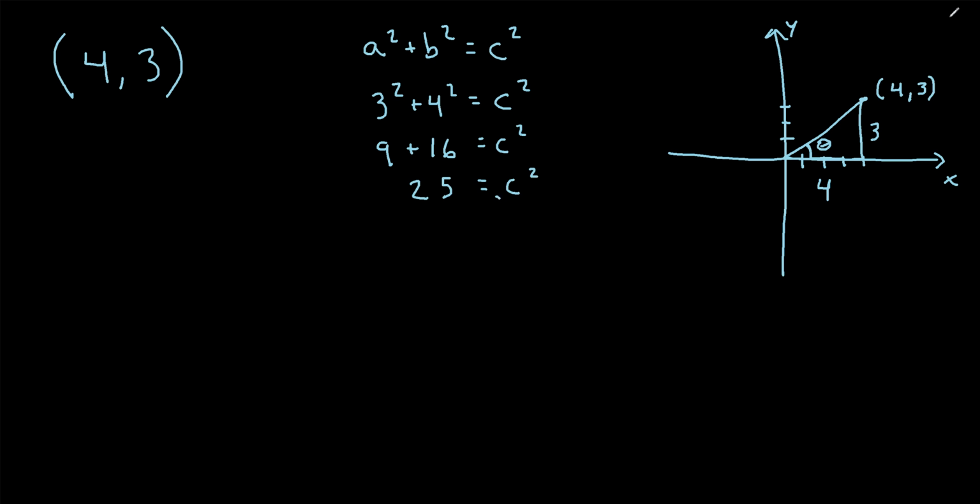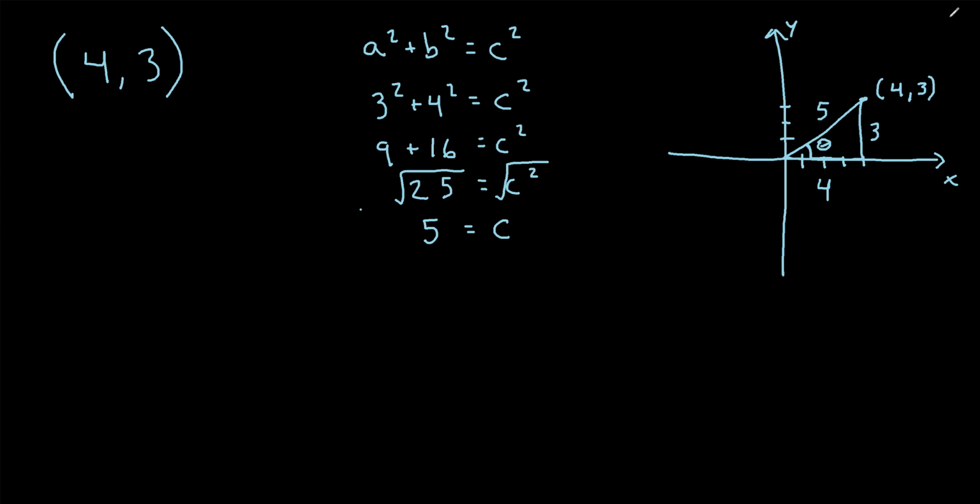So to find c, we can take the square root of both sides. The square root of 25 is 5. So c, the hypotenuse, is 5. So this side right here of the triangle, this side is 5. So now that we know the lengths of all three sides of the triangle, we can find some trig functions related to this angle right here.